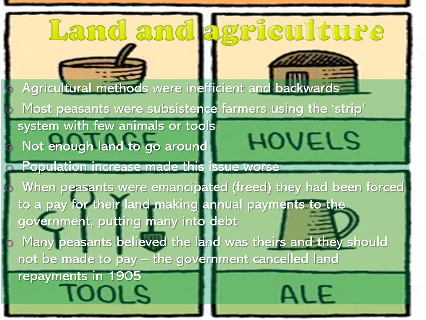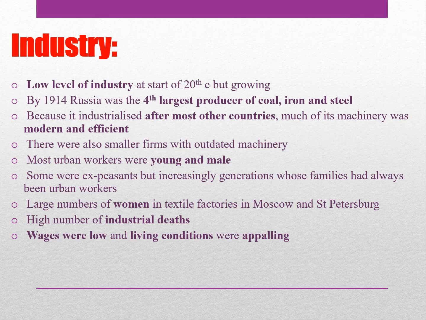And the land repayment debts are one of the main things that caused the Tsar to start to lose control of his people. Now in 1905, which we'll come back to, these land payment debts were cancelled, these land repayments, but again it shows you how the peasants and this idea of land becomes a real flashpoint. In terms of industry, it's low-level industry at the start of the 20th century, but it is growing.